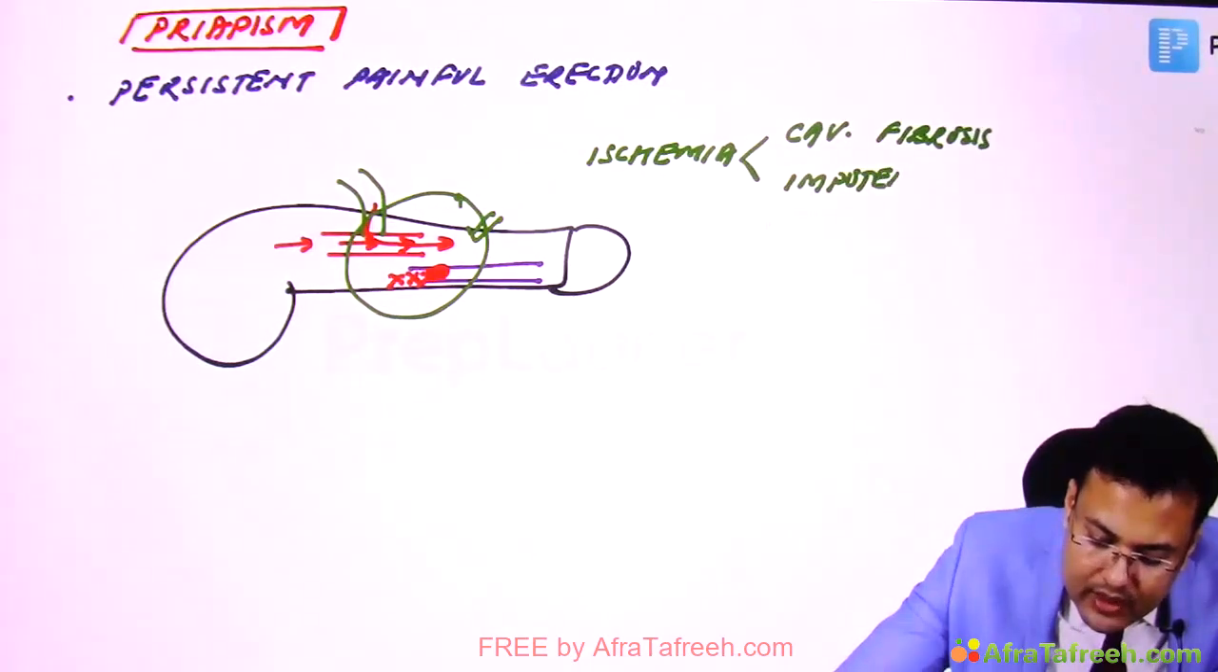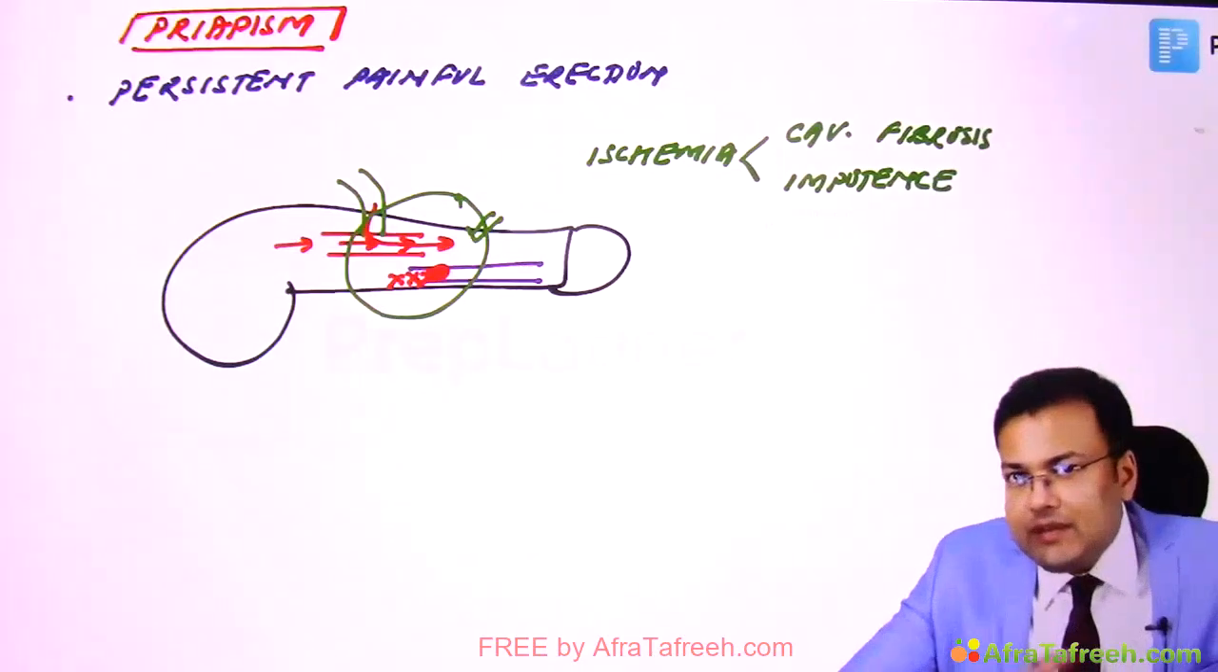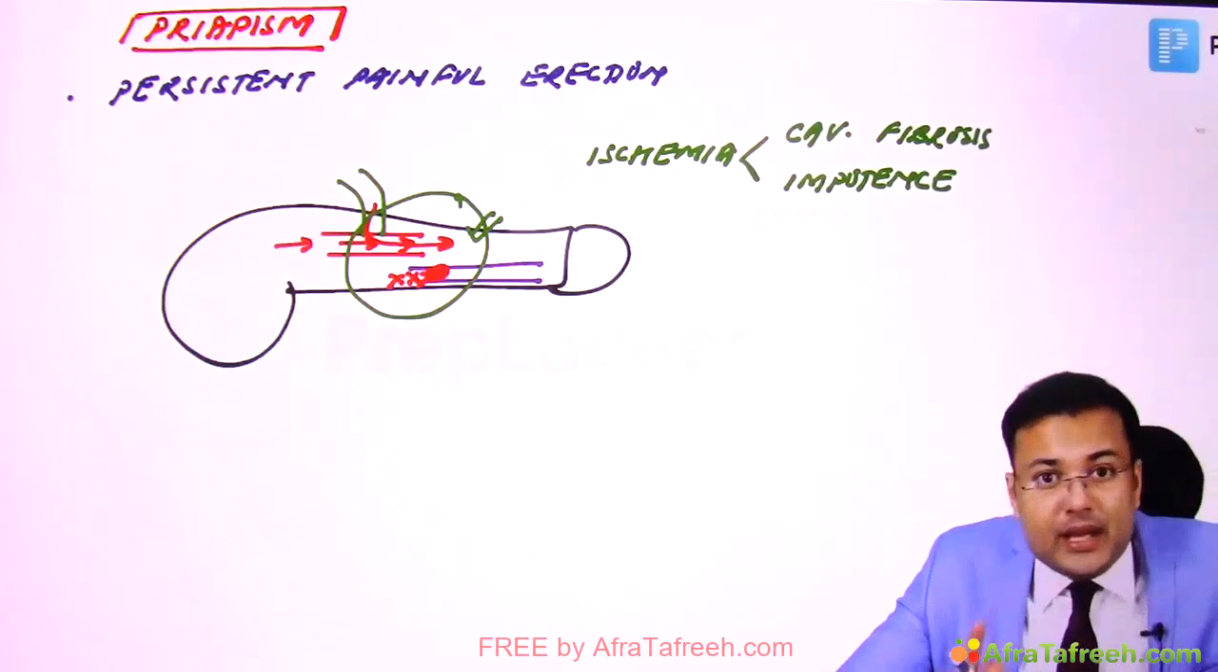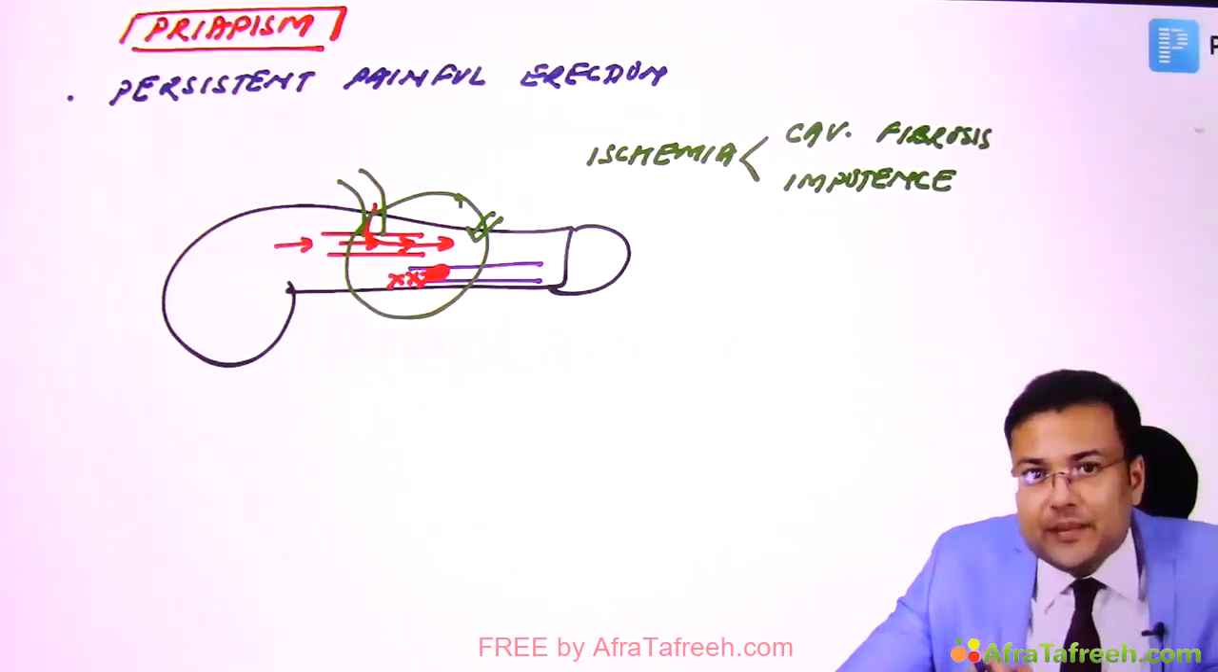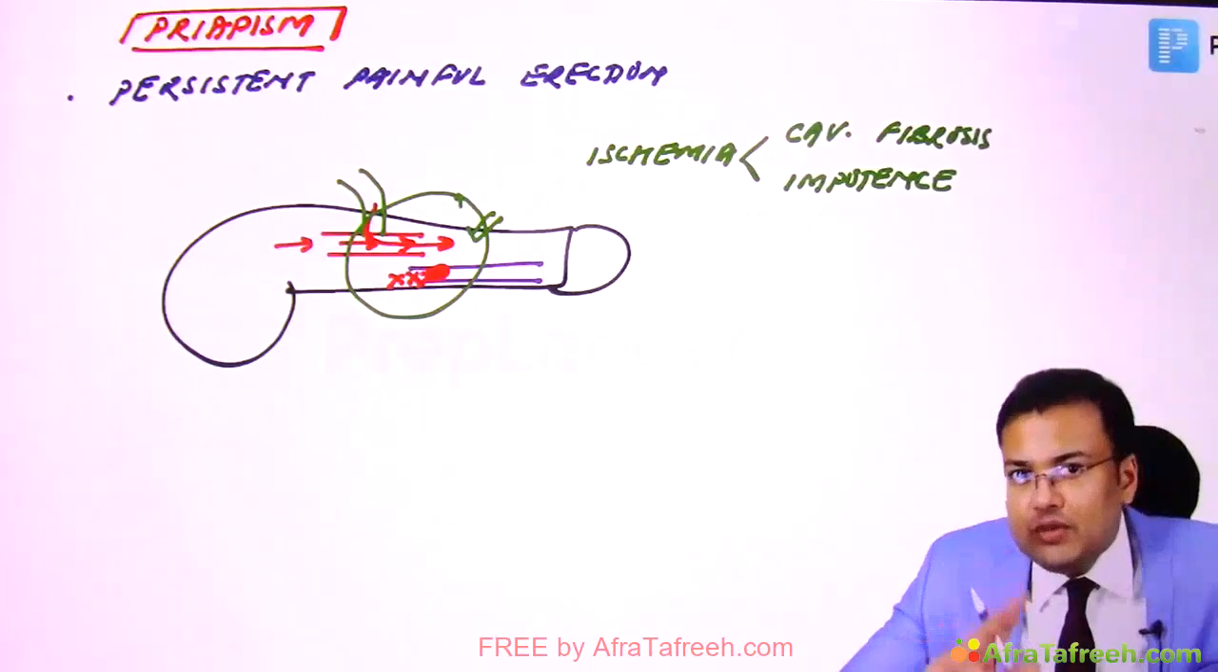So what's the problem? It can lead to cavernosal fibrosis and impotence. Priapism is an emergency, right? And the treatment should be done within 6 hours. See, 2 questions are asked.